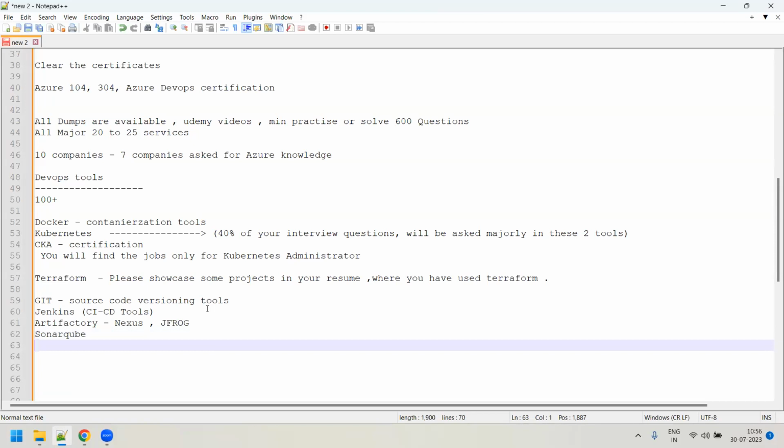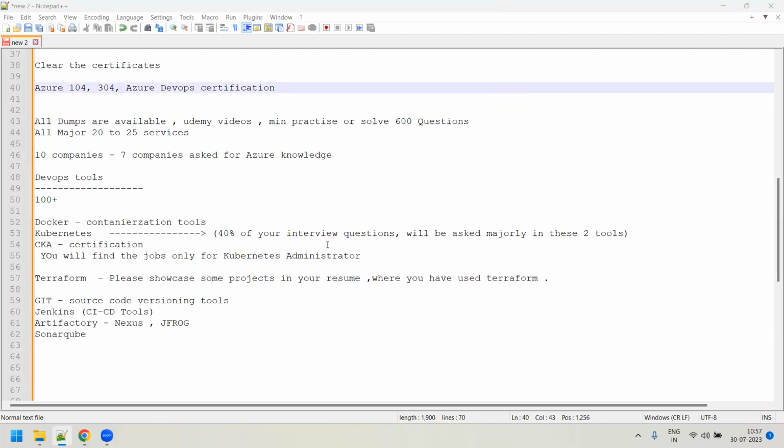So after Jenkins, you have a knowledge, because in many of the companies, they will start the interview by asking Jenkins questions only. You might have come across that. They will judge you at the very beginning based on your knowledge of Jenkins. So please make sure that you have very good knowledge of Jenkins.